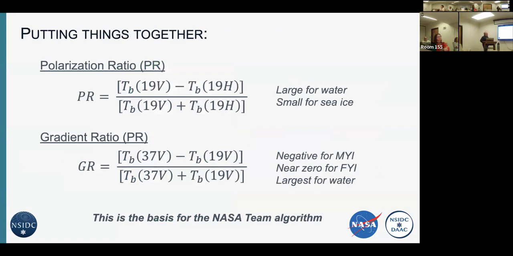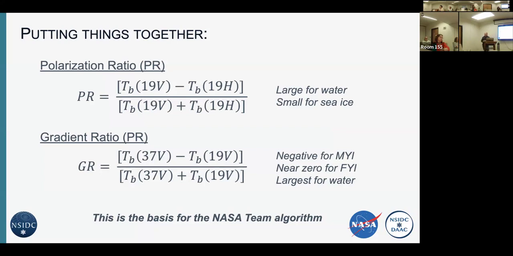All right, so put these together. We get two ratios we can use. One is called the polarization ratio, and that's the polarization of the 19V and the 19H. I showed you the difference there. And then the gradient ratio, which I showed you, the 37 and 19. Now these are ratios, so there's a difference divided by the sum.